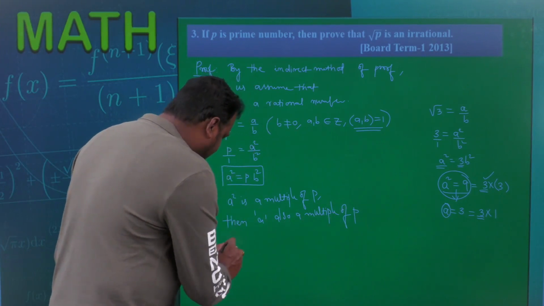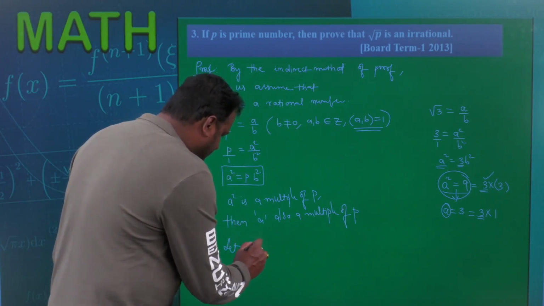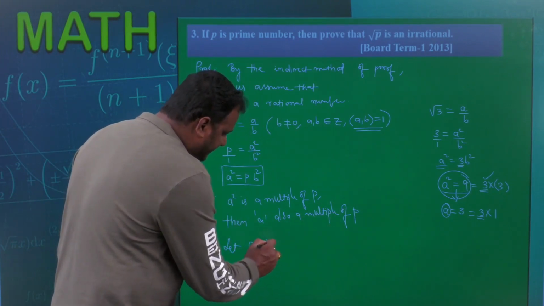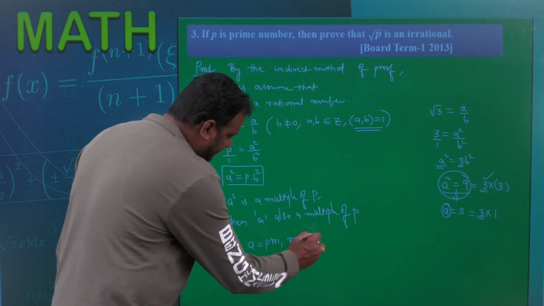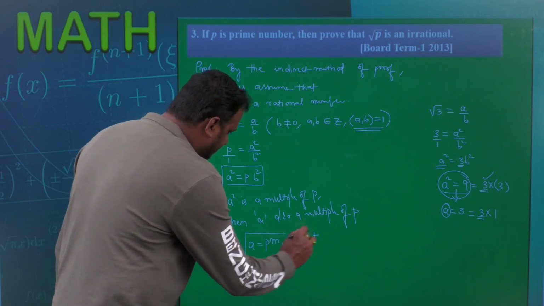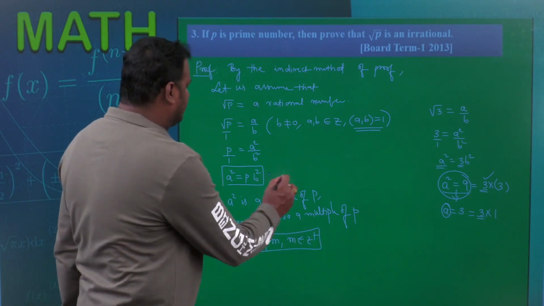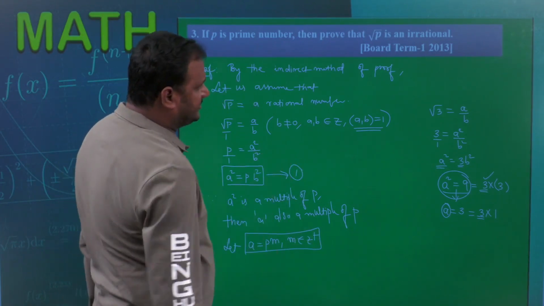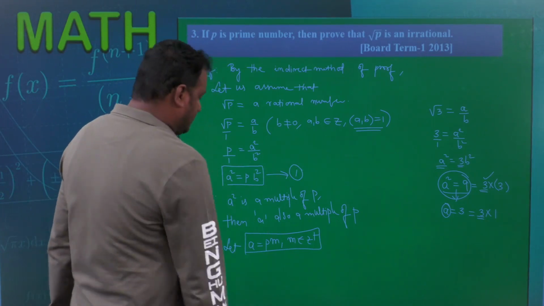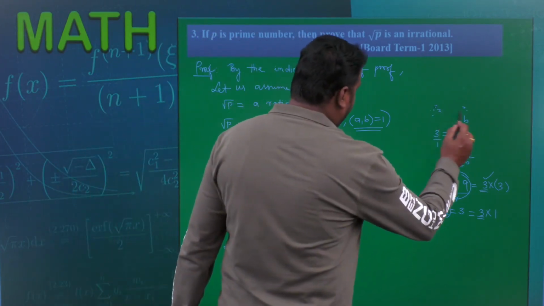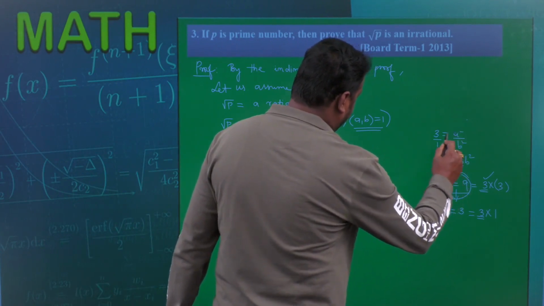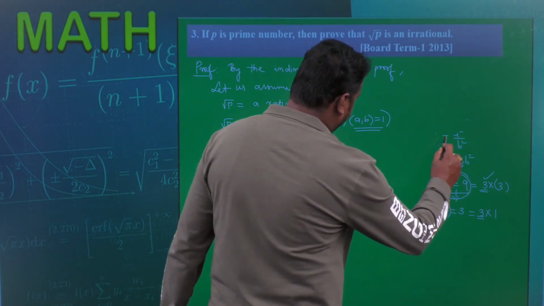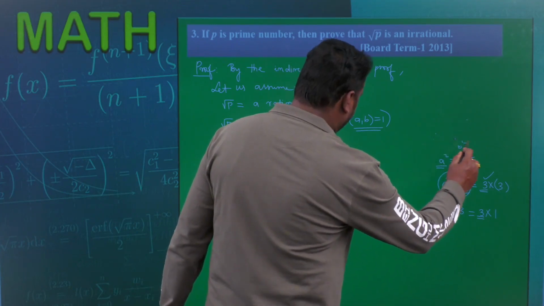So a is also a multiple of p means I can take a equal to p into m, where m is any positive integer. So a is equal to p m, I am taking. Let me take this as the first equation. Now I am going to substitute that in the equation given. What is that first equation? The first equation is a square is equal to p b square.